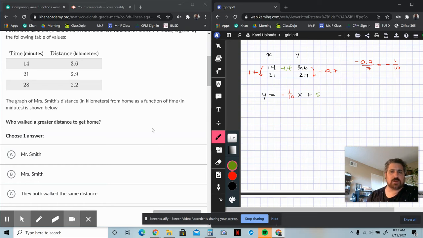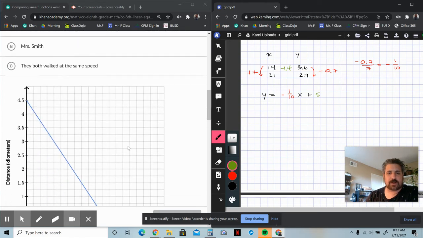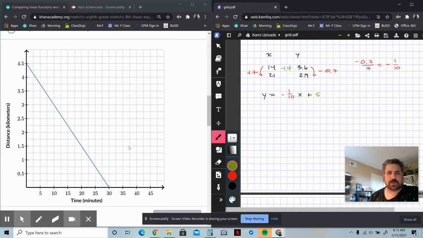Okay. When we look at the graph over here, on the graph situation, you've got a starting value in distance of 4.5. Okay, so we know that the alternate situation here, the graph, if we think of the distance as y and the time as x, we can say that y is going to be equal to something, and plus 4.5 is going to be part of it.